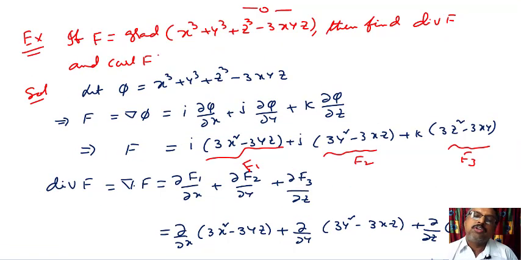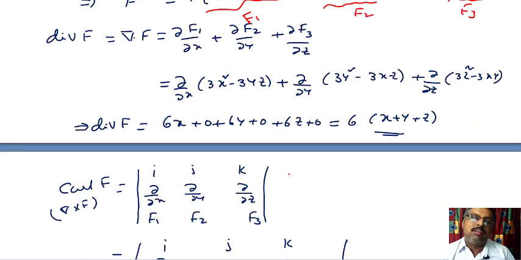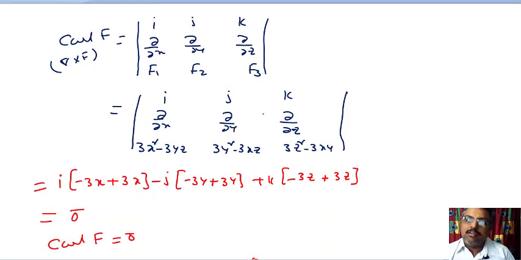So in the same question we find the gradient, divergence and curl. If you find the gradient you will get capital F. After that apply divergence on F, you will get the divergence value 6 times x plus y plus z. Then after that apply curl on F, curl F equals this one, you will get 0 bar.